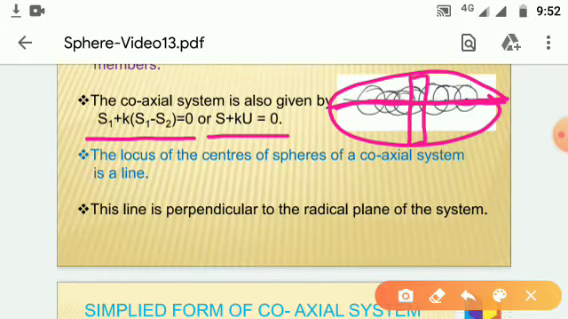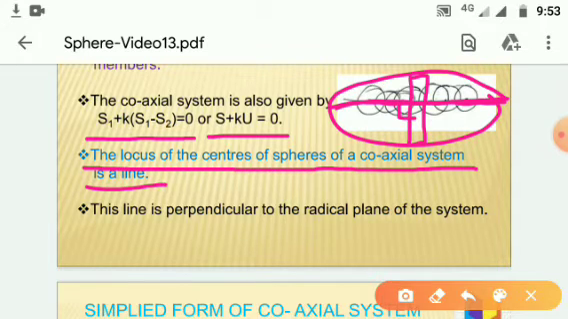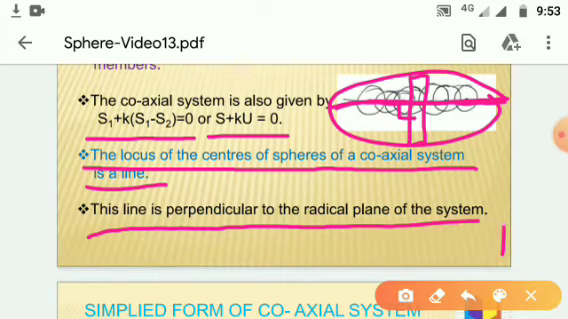And radical planes are like this. The common radical plane of the coaxial system will be like this. You can easily understand that the line of centers is perpendicular to the radical plane. The line of centers, the locus of the centers of spheres of a coaxial system, is a straight line. This line is perpendicular to the radical plane. You can see in the diagram.